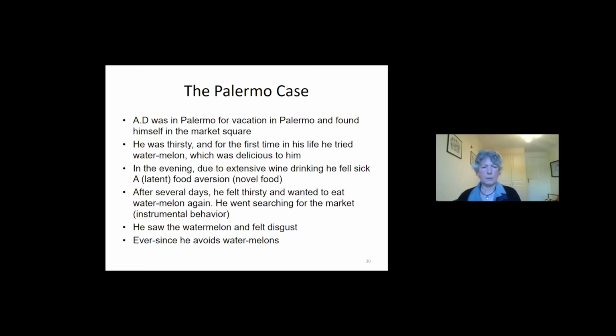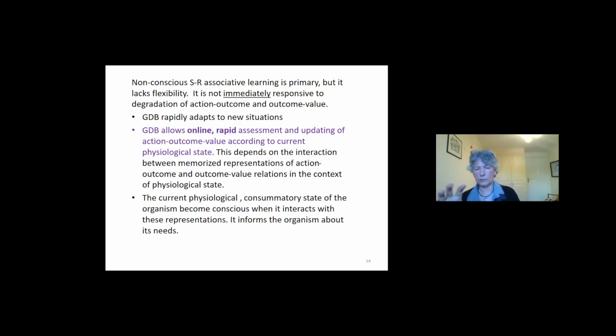I will wrap up in the next three slides. What goal-directed behavior does is it rapidly adapts the organism to a new environment. It allows online rapid assessment and updating of action outcome value according to current physiological state. And this depends on interaction between memorized representations of action outcome and outcome value in the context of current physiological state. So in other words, the current physiological consummatory state of the organism becomes conscious when it interacts with these representations of action outcome and outcome value.